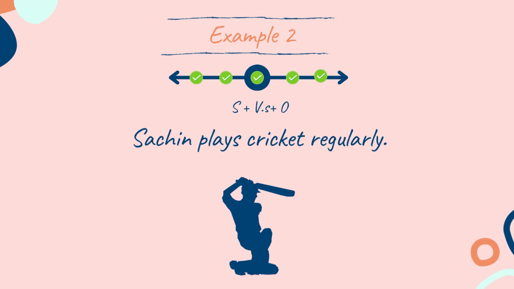Sachin plays cricket regularly. As it is a habit, it is denoted by simple present tense. Apart from that, notice that verb's S/ES form is used here, where we have used plays. The reason is that subject is in third person singular form. So also remember, whenever the subject is in third person singular form, use verb's S/ES form.